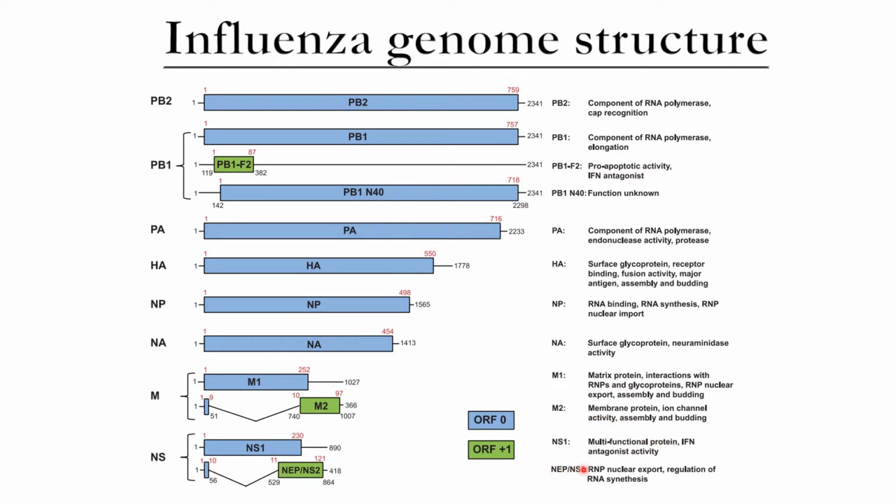The NS1 or the non-structural 1 protein has different kinds of function, but majorly it has IFN antagonist activity. The NEP or the NS2, which is a non-structural 2 protein, is involved in RNA nuclear export. It is also involved in regulation of RNA synthesis.